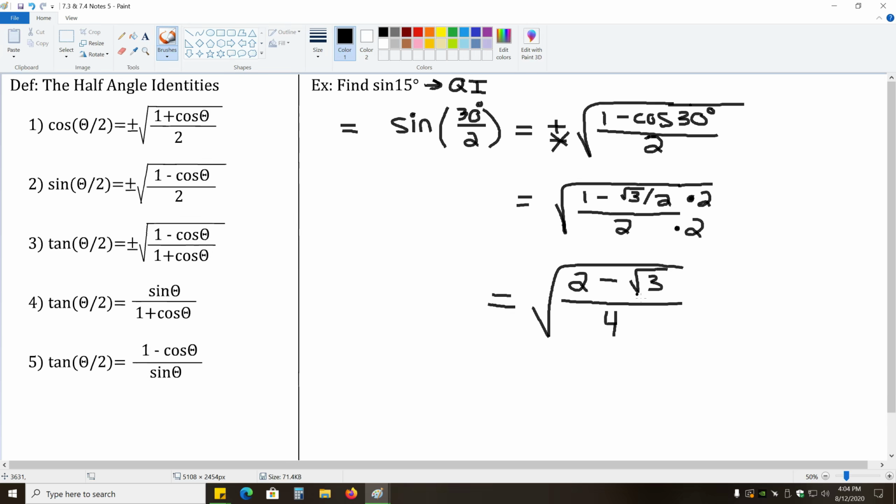This looks pretty messy based on the fact that we have a square root inside of a square root, and this is honestly a good reason why the sum and difference identities would be a lot nicer for solving this problem, sine of 15 degrees. But for the sake of this problem, we now have the exact value of sine of 15 degrees using the half angle identities. And they do have their purposes, especially in problems like verifying identities.